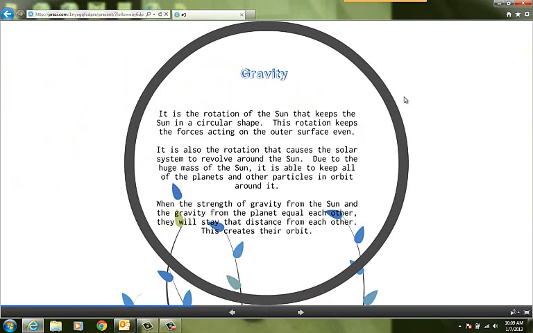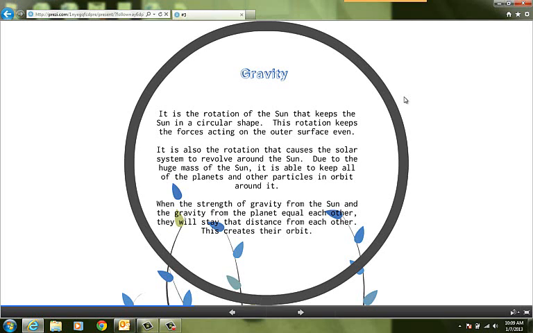All right, gravity. It is the rotation of the sun that keeps the sun in a circular shape. This rotation keeps the forces acting on the outer surface even. It is also the rotation that causes the solar system to revolve around the sun.